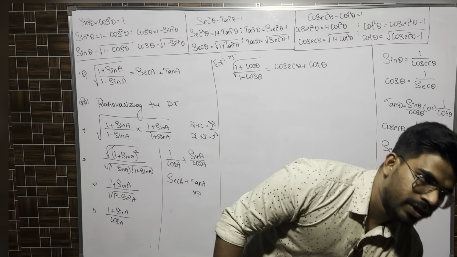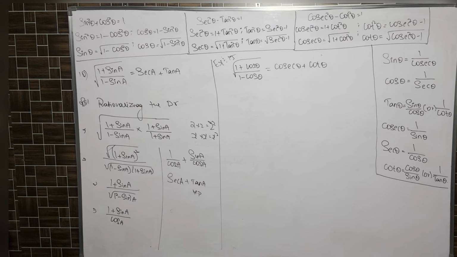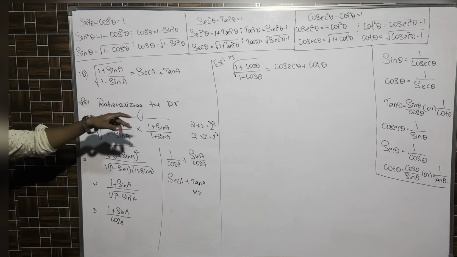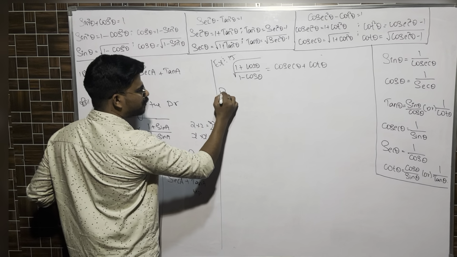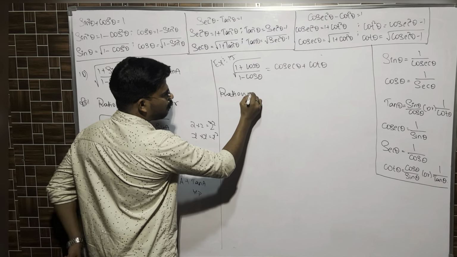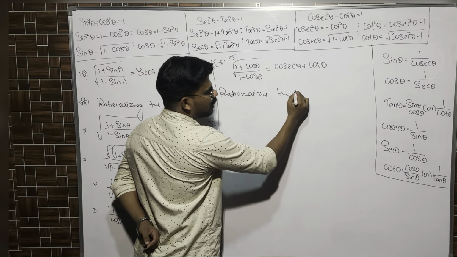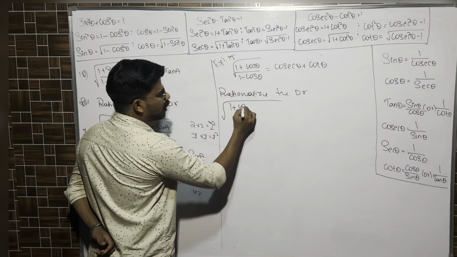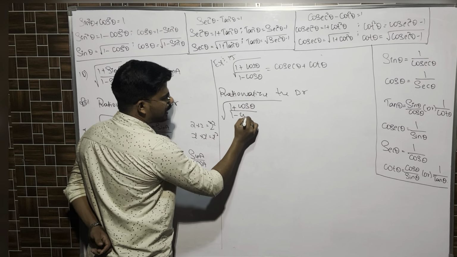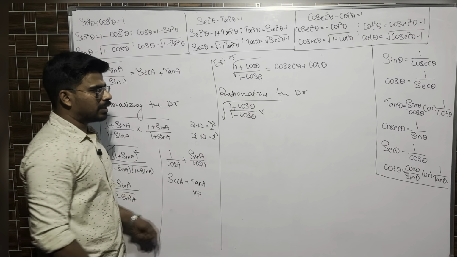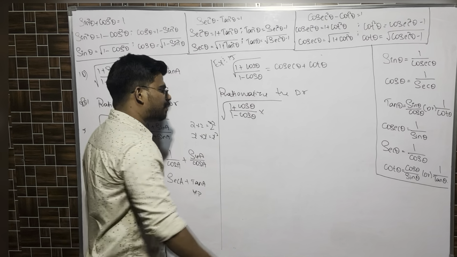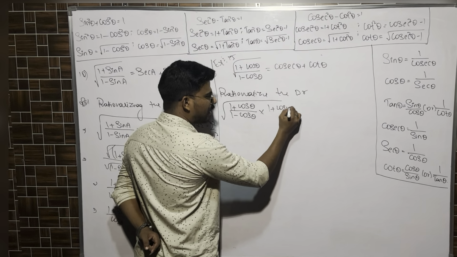Right. Another question is: under root (1 plus cos theta) by (1 minus cos theta) is equal to cosecant theta plus cot theta. Same problem, just trigonometric ratios are changed. Same to same problem. First of all, rationalize the denominator. Rationalizing the denominator in the sense, put under root (1 plus cos theta) by (1 minus cos theta) into (1 plus cos theta) by (1 plus cos theta). Change the sign of the denominator, write 2 times, (1 plus cos theta) by (1 plus cos theta).